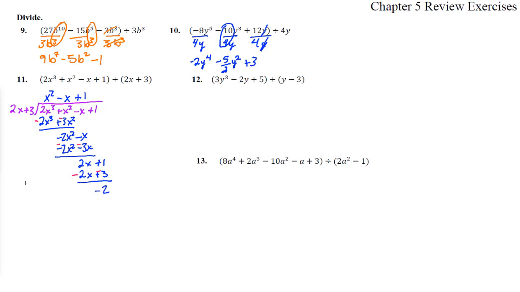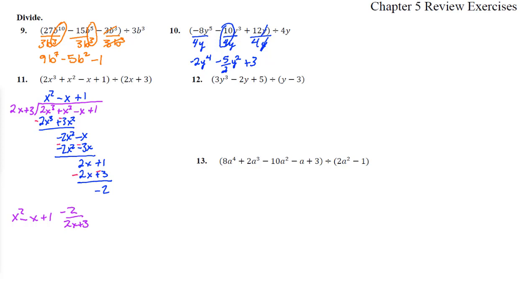And that's the remainder, so the answer is everything up here, x squared minus x plus 1, and then minus 2 over 2x plus 3, like that. So kind of a polynomial mixed number.